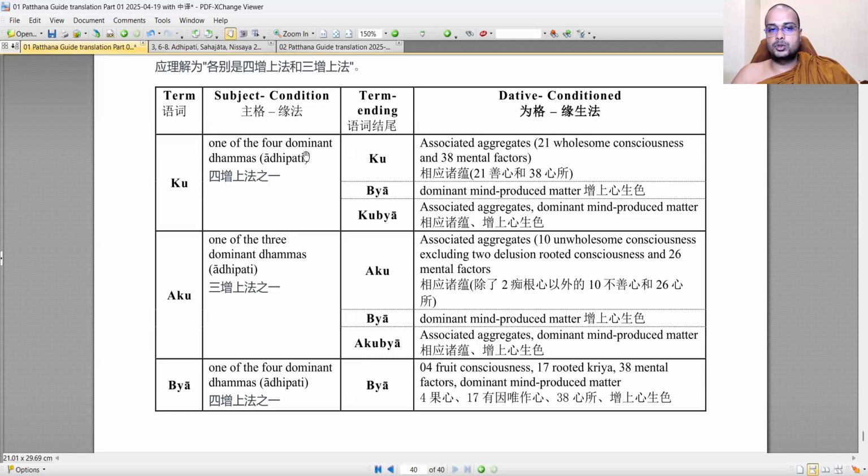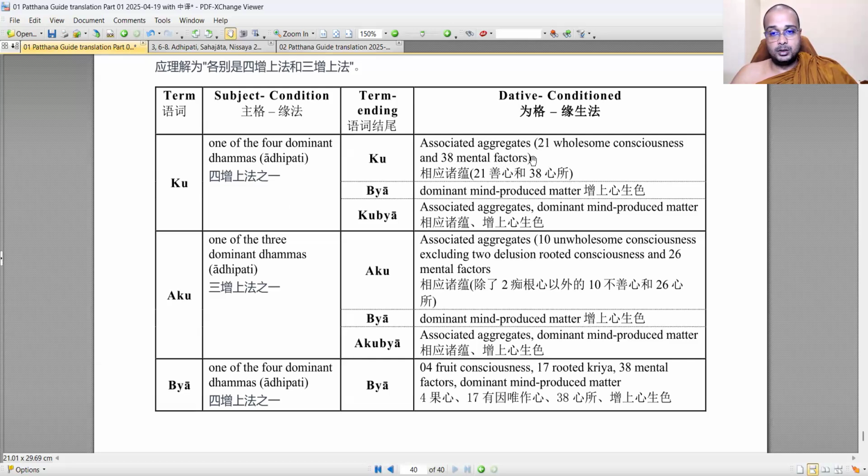It's given as one of the 4 dominant dhammas. So it's given in general, really. It's not broken down into 2-rooted consciousness and 3-rooted consciousness. It's given in general. That's why. And the resultants, the conditioned states, are the associate aggregates, which are the 21 wholesome consciousness and 38 mental factors.